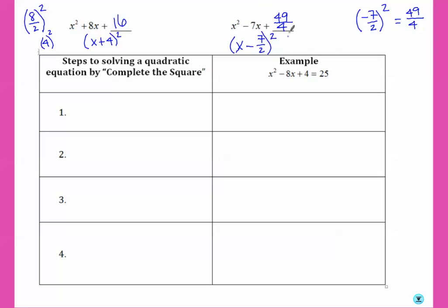This is going to be the major process to completing our square, because we complete the square by putting this number on the end, so we can rewrite it as a quantity squared. So our steps to solving a quadratic by completing the square. The first thing we need to do is get the x's on the left and the constants on the right.